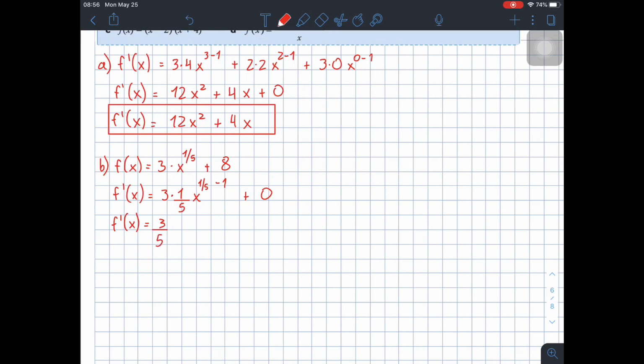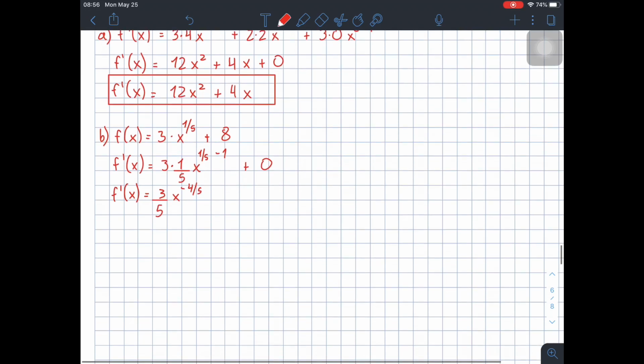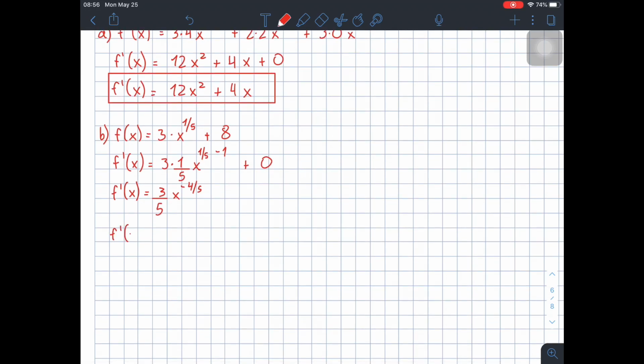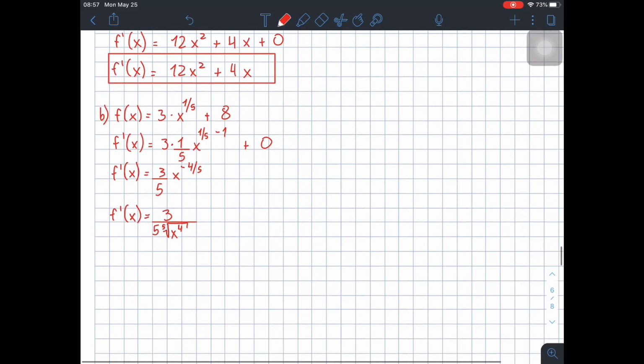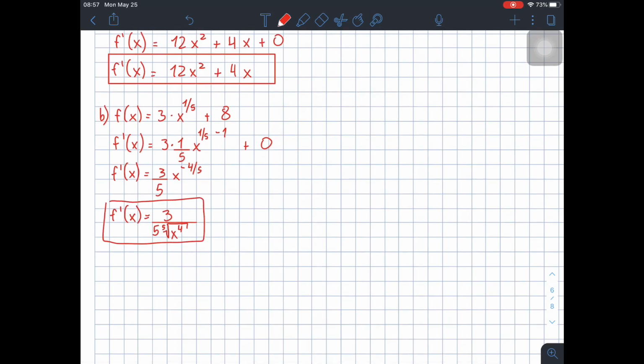3 over 5 times x to the power of negative 4/5, right? And plus 0, I don't need to write this anymore. So if I want to write this in a more elegant way, I would say that this is equal to 3 over 5 times the 5th root of x to the power of 4. And I'm writing this in the denominator because the exponent is negative, right? So this would be the derivative or differentiation of the function in part B.